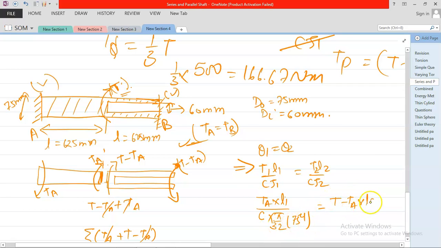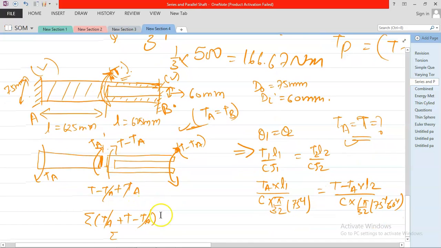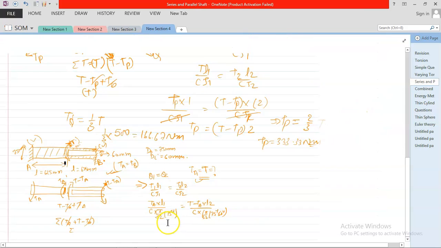Now add that, you get T in the upward direction. Now at this point we have theta 1 is equal to theta 2. Now solve this, you get T1 L1 by CJ1 is equal to T2 L2 by CJ2. Now you know Ta, that is T1, L1 is given, L1 and L2 are same, so write it like this, C is given same.